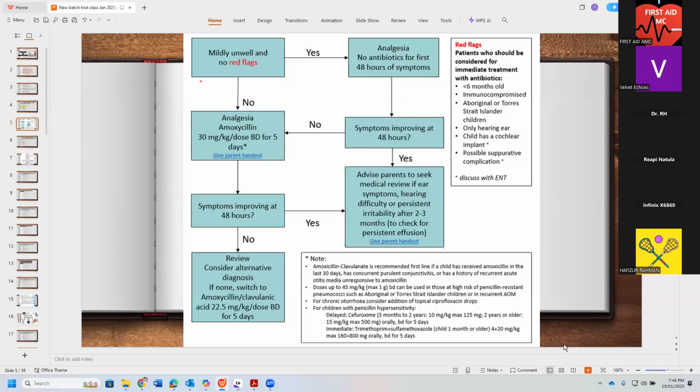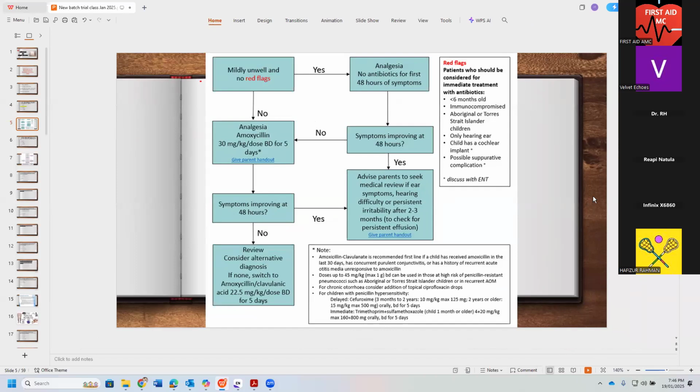Let me share this slide with you guys. This is our RCH flow chart for acute otitis media. If a child is presenting mildly unwell and has no red flags, first of all, focus on the red flags. If they haven't mentioned any of these red flags in the question, then treat the patient with analgesia for the first 48 hours.